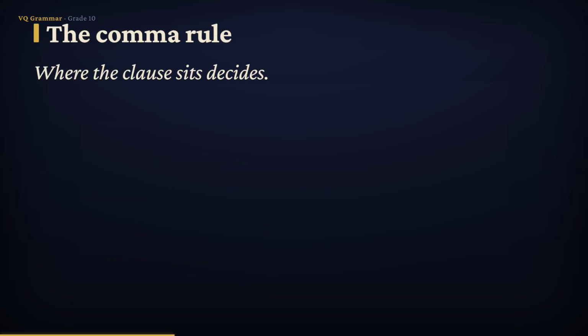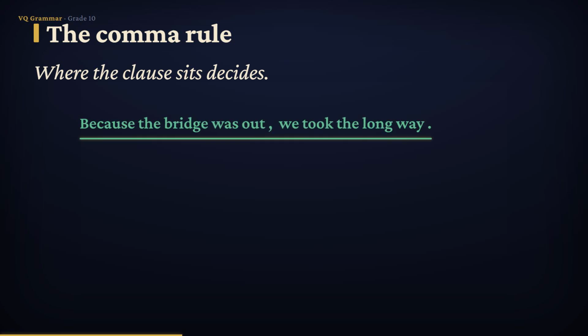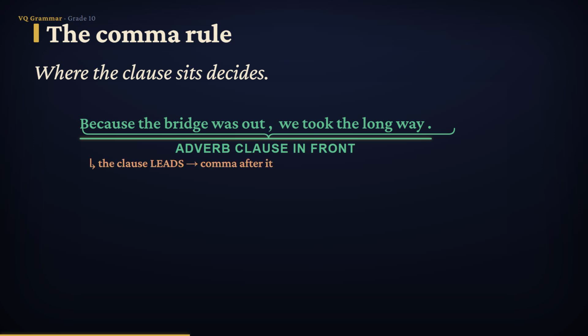Now here's the rule that will show up in your own writing tonight, the comma rule. Listen to sentence 1. Because the bridge was out, we took the long way. The adverb clause comes first. It leads the sentence. And when an adverb clause leads, you follow it with a comma. That little mark tells your reader the main clause is arriving now.